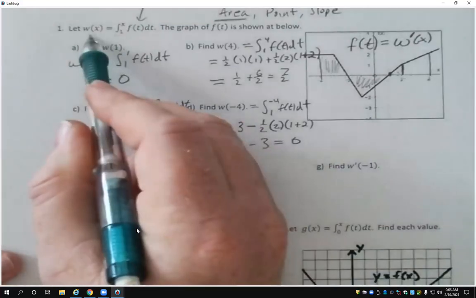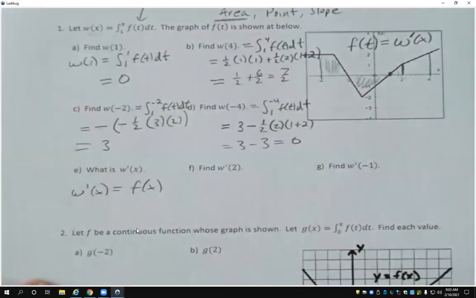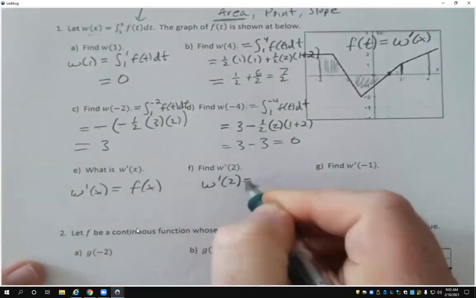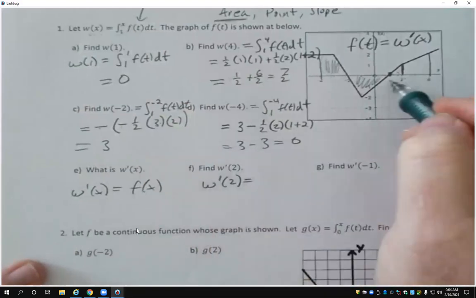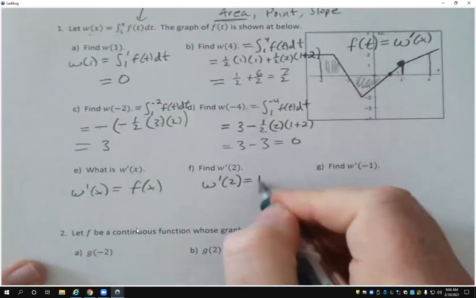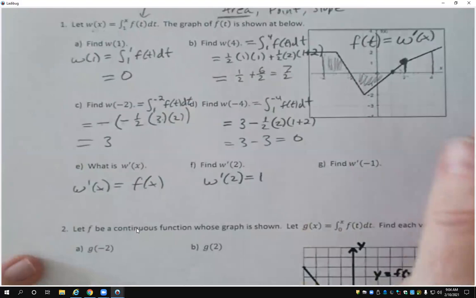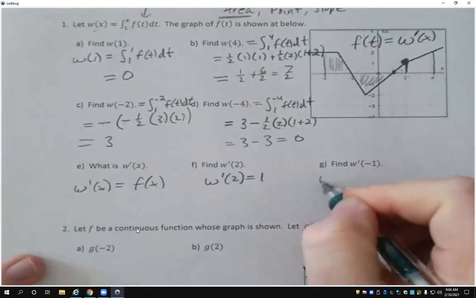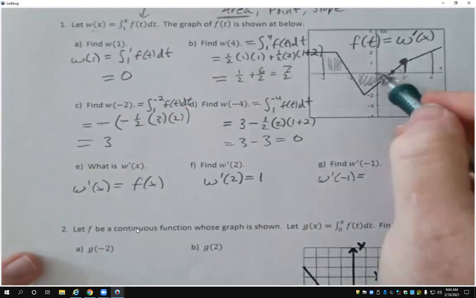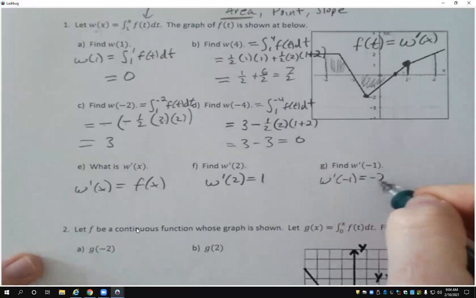Okay, the derivative of this, use the fundamental theorem of calculus part 2, plug in your x. If I'm asked to find W prime of 2, that's a point at 2. I'm at the point 1. W prime of -1, again, is a point. So at -1, I'm at the point -2.